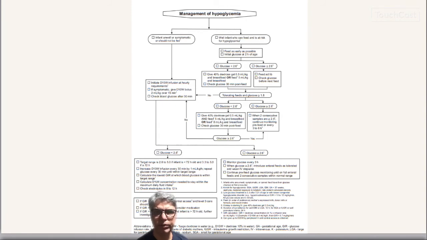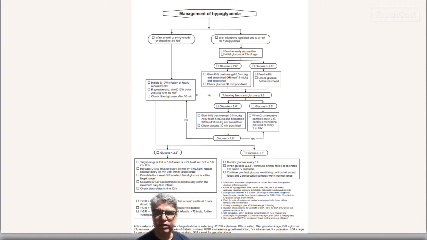Blood glucose should then be checked every 30 minutes after initiation of IV therapy. If greater than 2.6, it should continue and be monitored every 3 hours. When glucose levels are above 2.6, enteral feeds can be introduced as tolerated, and IV dextrose therapy may be slowed down, and weaned off when the child has been stable for 12 hours. Pre-feed glucose monitoring should be continued until the infant is on full enteral feeds.